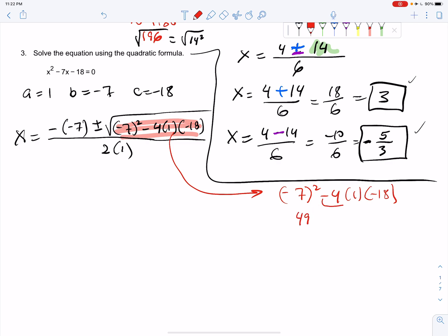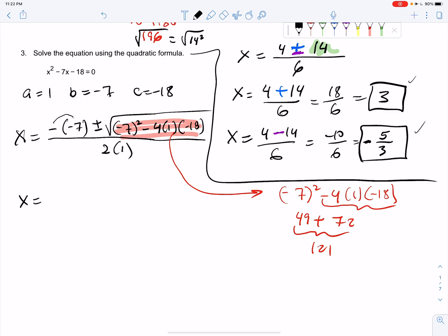And when I multiply this together, negative 4 times 1 times negative 18, I'm going to get a positive 72. And when I take 49 plus 72, I get 121. Okay, and that actually should kind of ring a bell for us. We're going to revisit that.